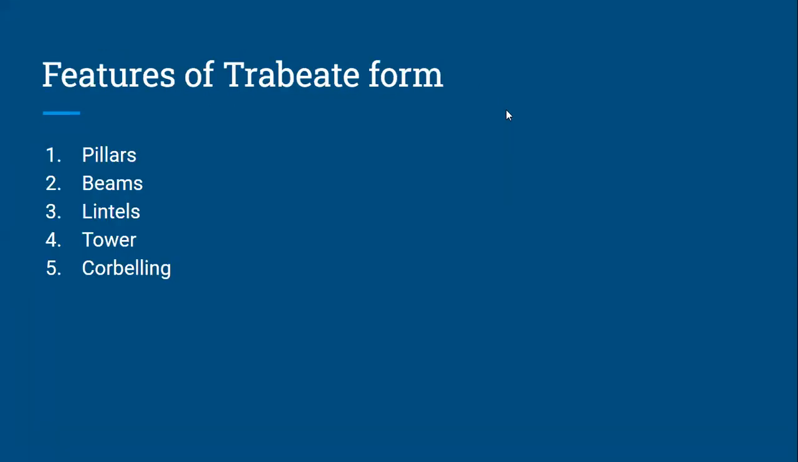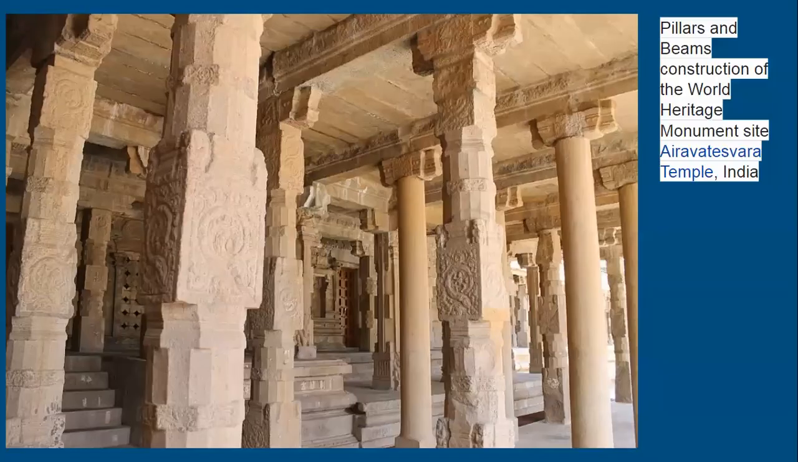Now we'll try to understand the features of the trabeate form. Once again, I repeat that the trabeate form is the original Indian form of architecture, which existed in India before 1206 AD. What are the defining features of the trabeate form? Pillars, beams, lintels, and tower. The tower we have already seen under temple architecture, that is the shikhar. The shikhar is a defining feature of this form, and then corbelling. We are going to understand all these points.